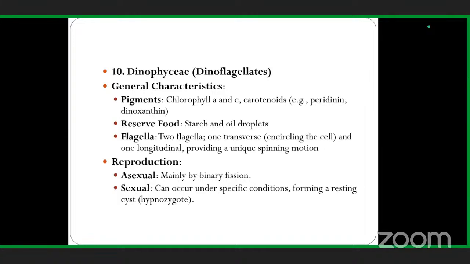Reproduction is mainly by binary fission. So asexual is mainly by binary fission, where one cell divides into two daughter cells. Sexual reproduction can occur under specific conditions, forming a resting cyst, that is the hypnozygote. Here you will see the formation of the cyst.